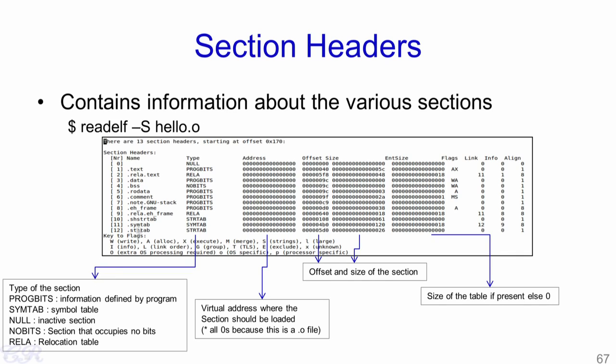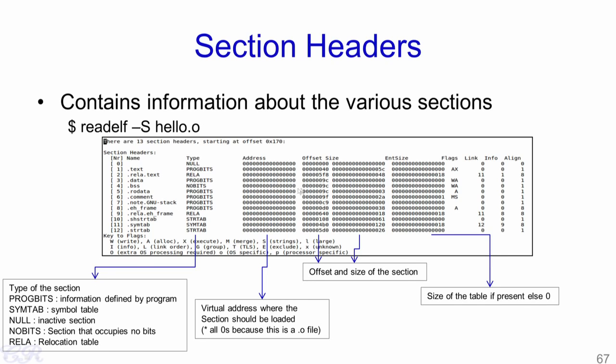The second column over here is the name of the sections, while the third column gives you the type of the sections. The type could be one of these: PROGBITS, which is information defined by the program; SYMTAB, which is a symbol table; NULL or NOBITS, which is essentially a section which occupies no bits; and RELA, which is a relocation table.